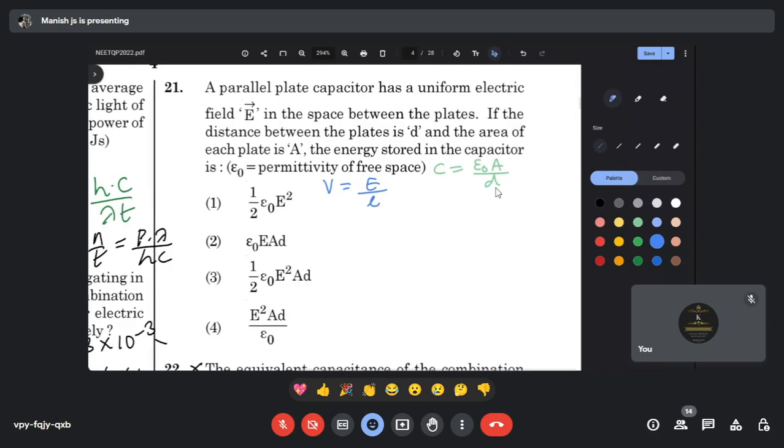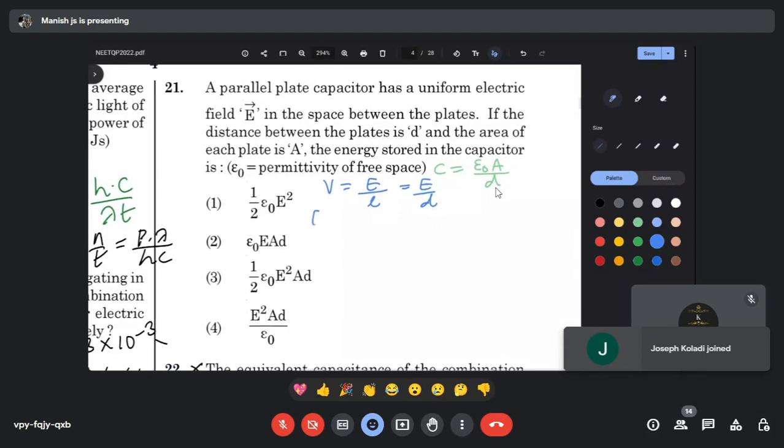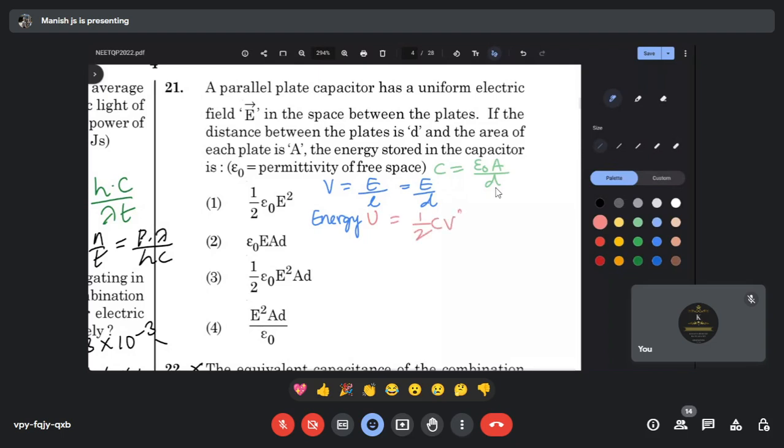So we are having L here. L is nothing but the length. With respect to a parallel plate capacitor, length is nothing but the distance between the plates. So E upon D, I can write it. Now the energy stored formula: energy is represented using the letter U. So U is equal to half CV square, where C is capacitance and V is the electric potential.